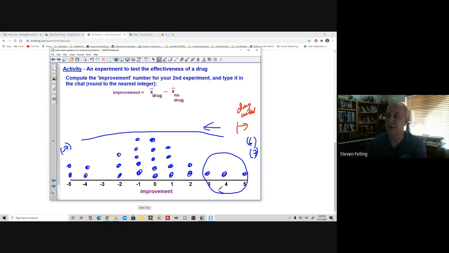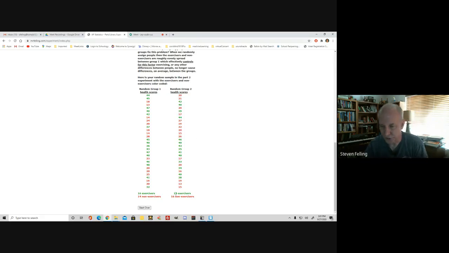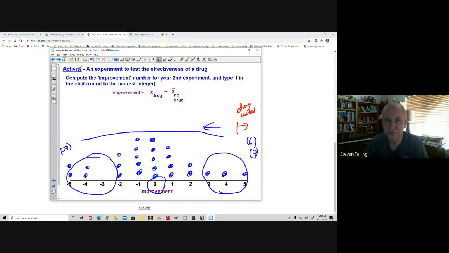And sometimes we happen to have it so that there were more non-exercisers in group 1, and that's how we got these numbers. But when you have things that are kind of centered at 0 here, it's a pretty good indication that there's some other randomness going on from random sampling variation, and it's not due to the drug, right? The drug is really not affecting things. All right, so that's the key there.